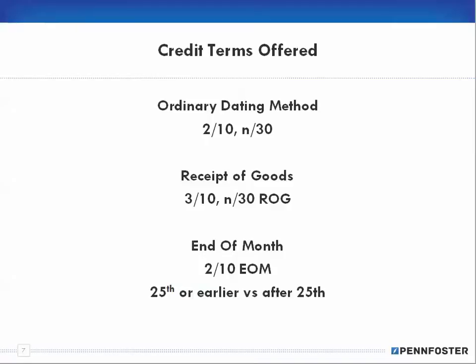But I'm getting a little adrift here, so let's get back to what I'm talking about. There's three general methods: the ordinary dating method, receipt of goods, and end of month, that determine the credit terms that are offered. The ordinary dating method is relatively simple. In this case, the example says it's 2/10 n/30, and what that means is it's a 2% discount if paid in 10 days. And net 30 means that the entire invoice is due 30 days later.